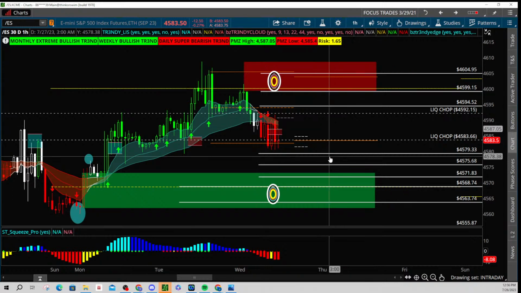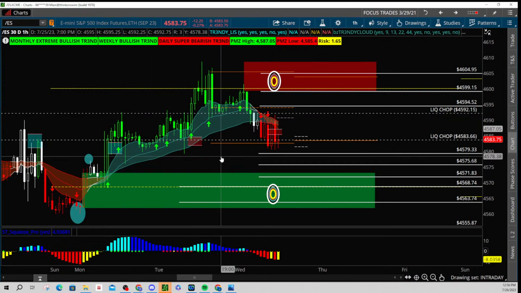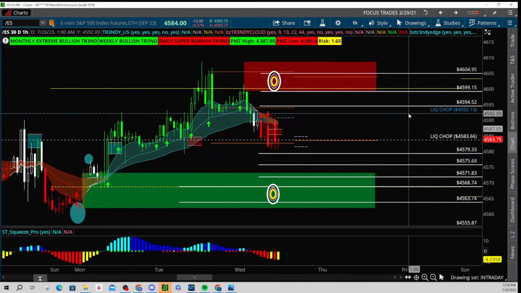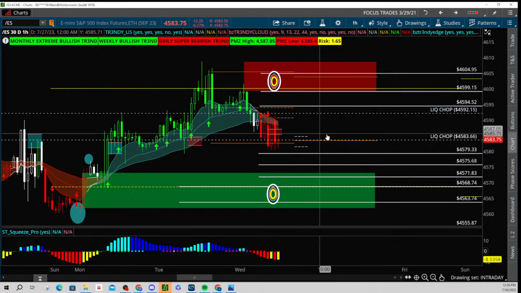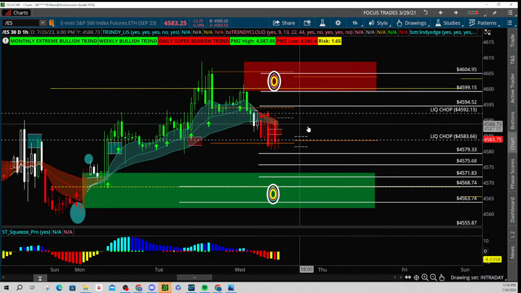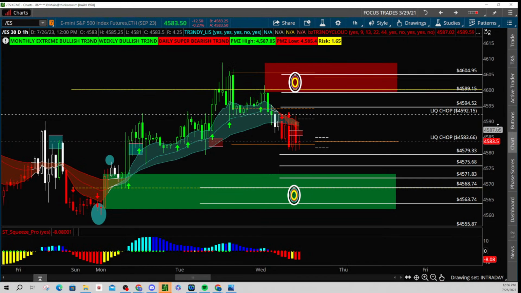Now you'll notice that we have a lot of different lines on here. These were from our intraday trading. The liquidity chop really has no bearing on today's action for FOMC. So if you want, you can go ahead and remove those if they distract you. They will be resistance to the upside, and this will be support for right now, as far as if we're hanging around there.